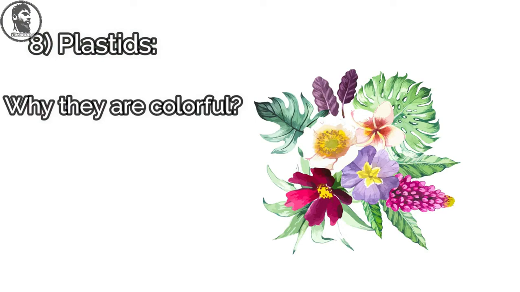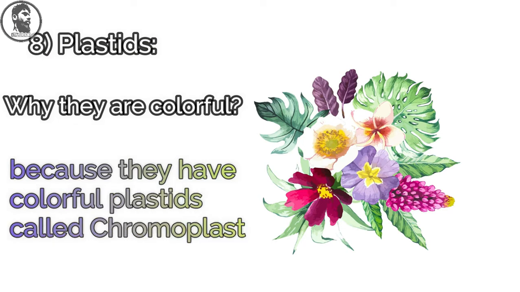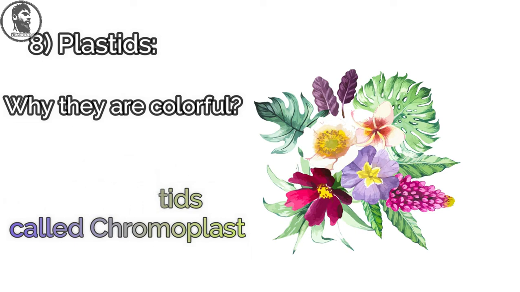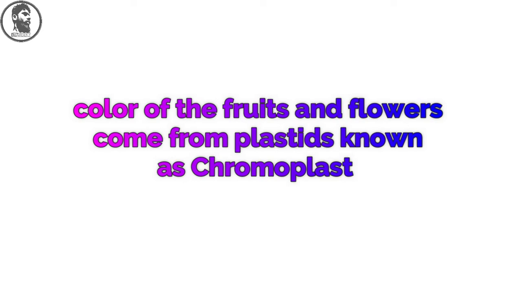You know why fruits and flowers are colorful? Because they have colorful plastids in them, known as chromoplast. First one was chloroplast, that is green color pigment. Now chromoplast, that is colorful pigment. So the color of the fruits and flowers comes from the plastid known as chromoplast.